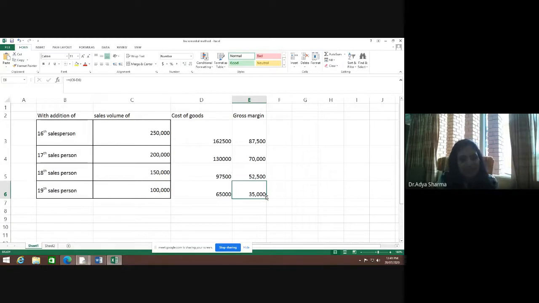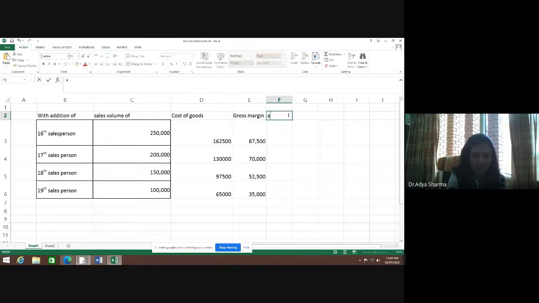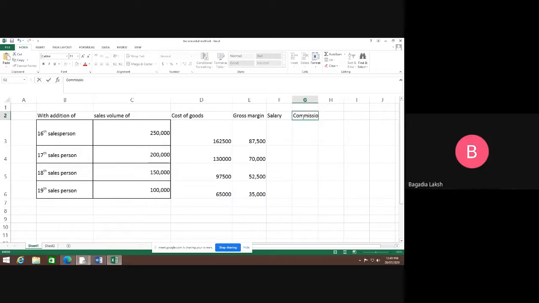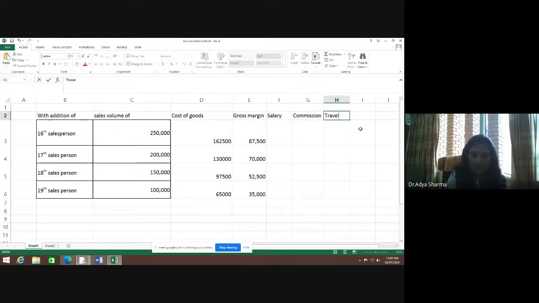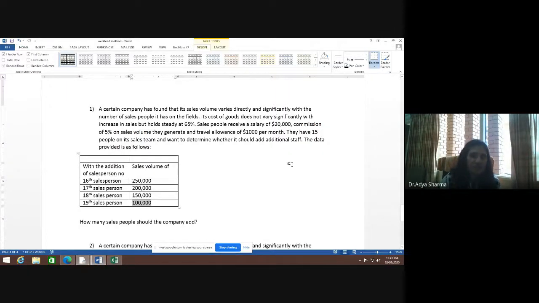What is the input that the company is giving? So the company is giving a salary. The company was giving commission and travel allowance. Yes, fantastic. So if I go back and just quickly see what is the salary, 20,000 in a year. The commission was 5% and 1,000 per month.